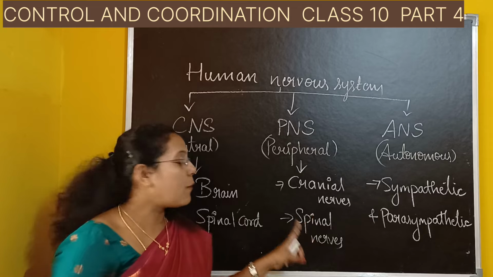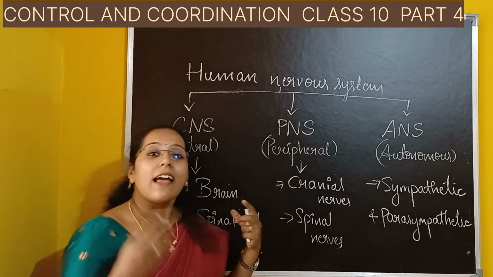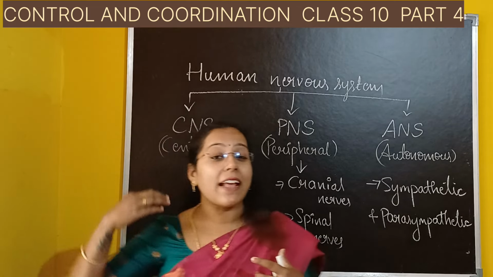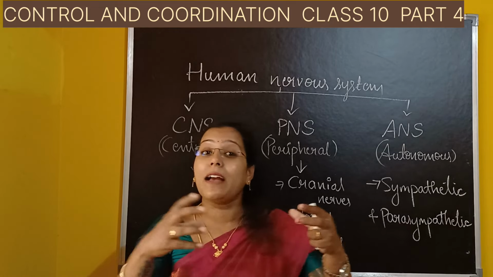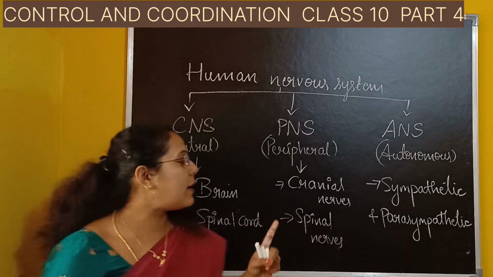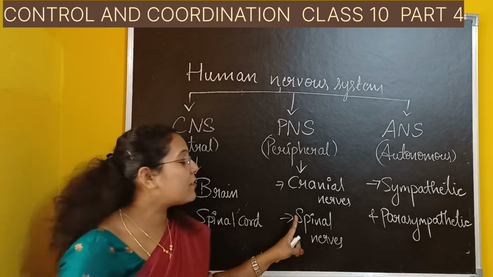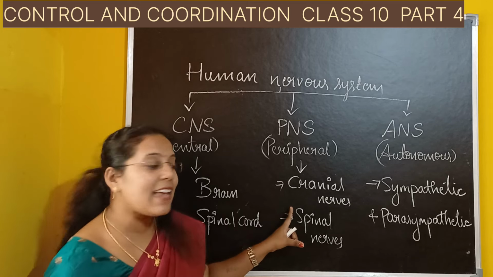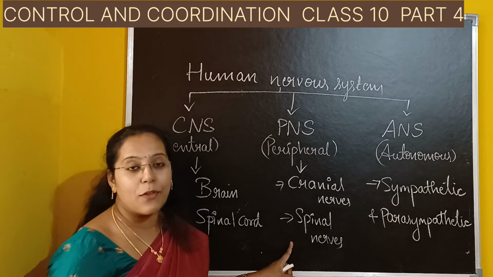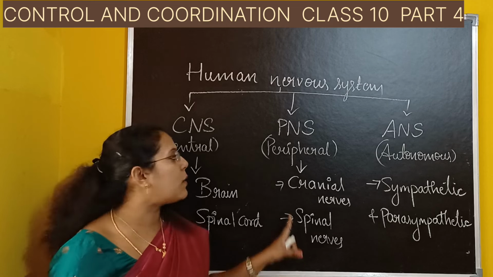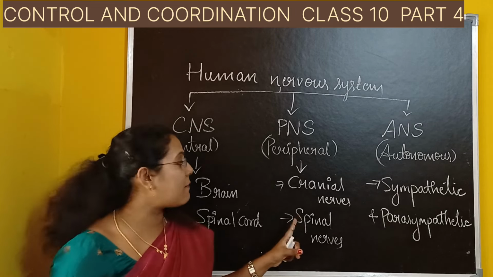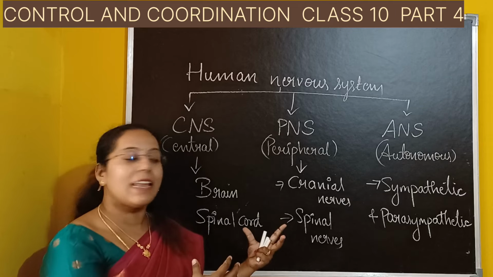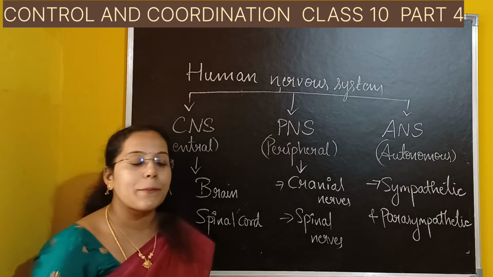Cranial nerves, very important. And below the brain, we have an extension, the spinal cord, right? The nerves which come out of the spinal cord, we call spinal nerves. So you must know what cranial nerves and spinal nerves are. We will not talk too much about this in class 10, as you are going to study this in class 11.